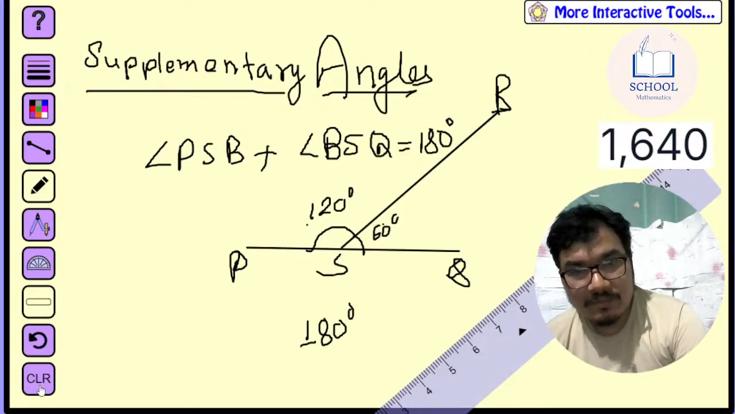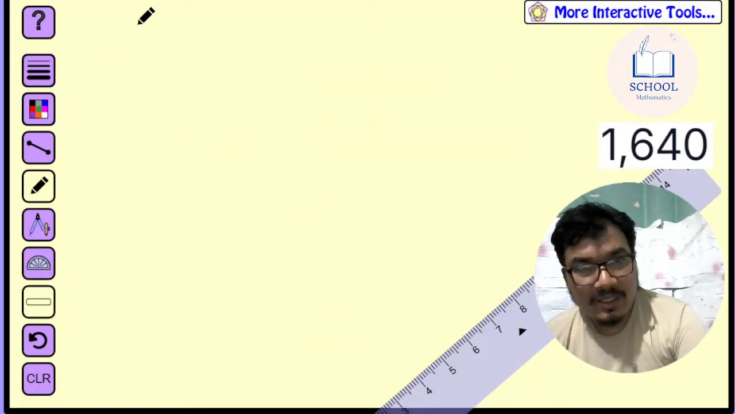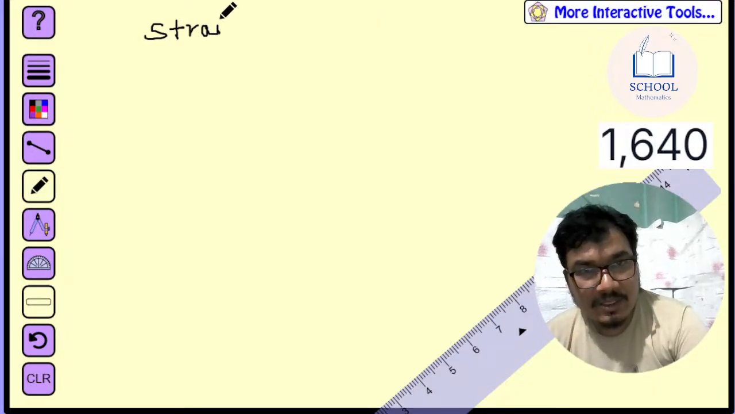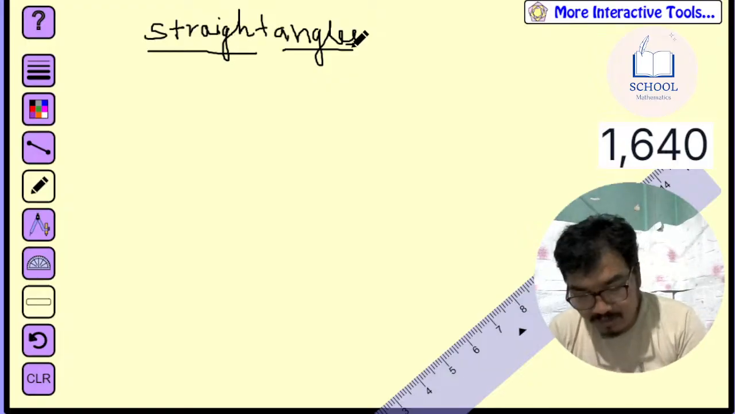moving to the next one, see here, okay, there is another one, that is straight angle. Okay, there is a pair of angles, straight angles. Okay, what type of angles are known as straight angles? Look, I am going to show you here. Okay, about straight angle, I want to share here.